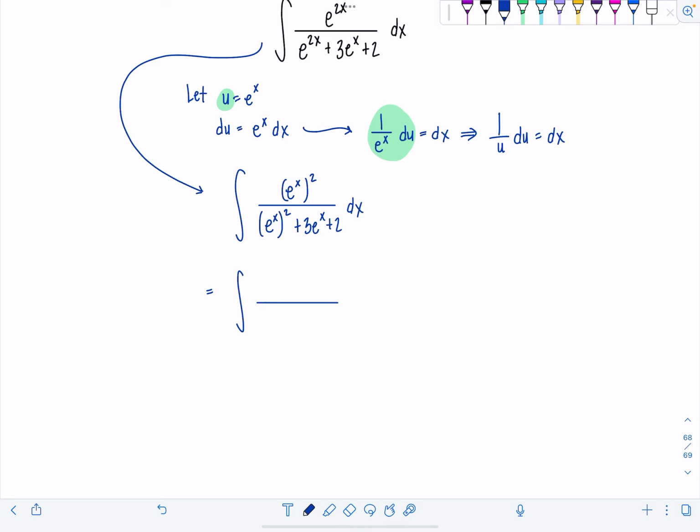In the numerator, we'll have u squared. In the denominator, u squared plus 3u plus 2. And then remember, what's dx? It's right here. It's 1 over u du.